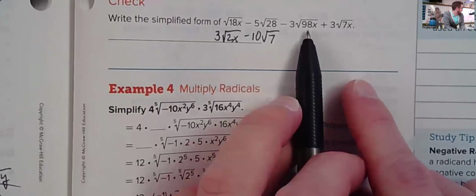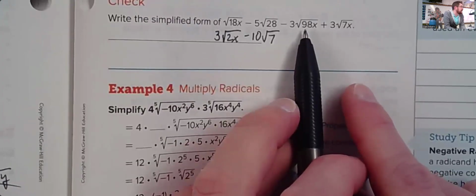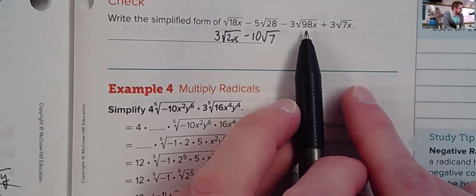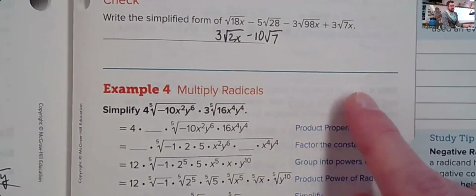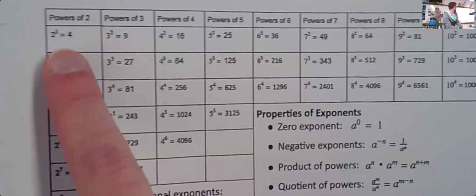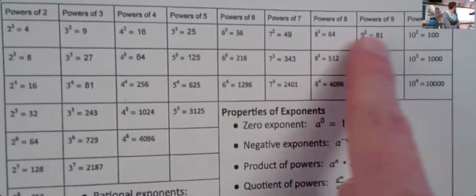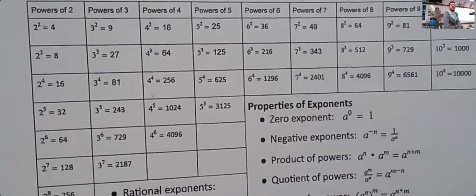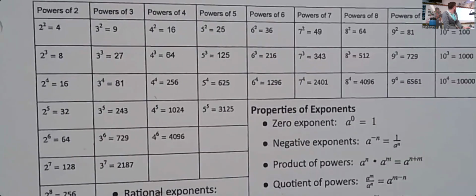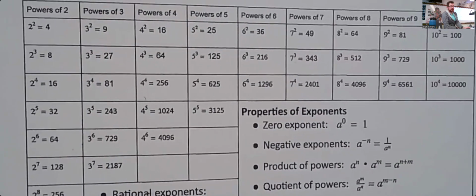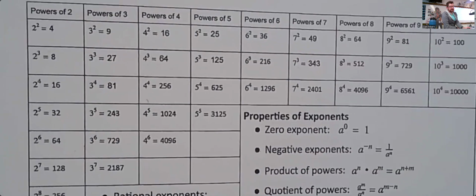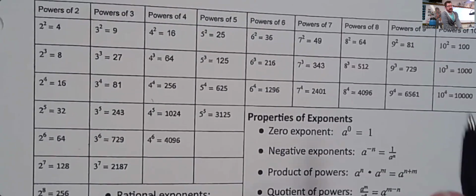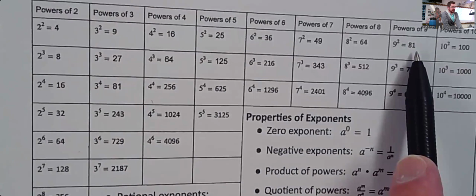And then over here, 98. What perfect square factor is 98 divisible by? This is where this particular paper could come in handy, because perfect squares are across the top here. Which one of those numbers is 98 divisible by? In that top row. So the numbers that are less than 98 would be 81. 98 is not divisible by 81.